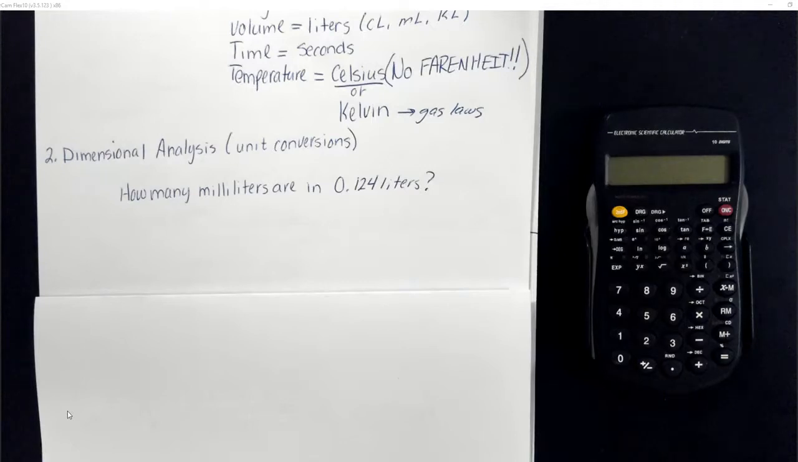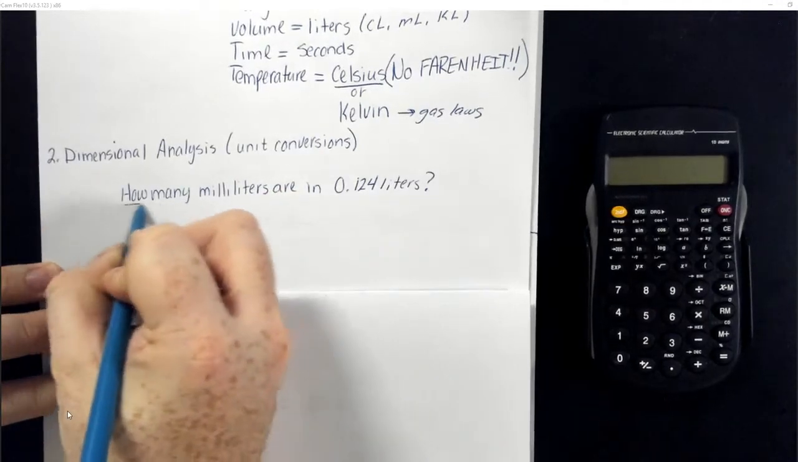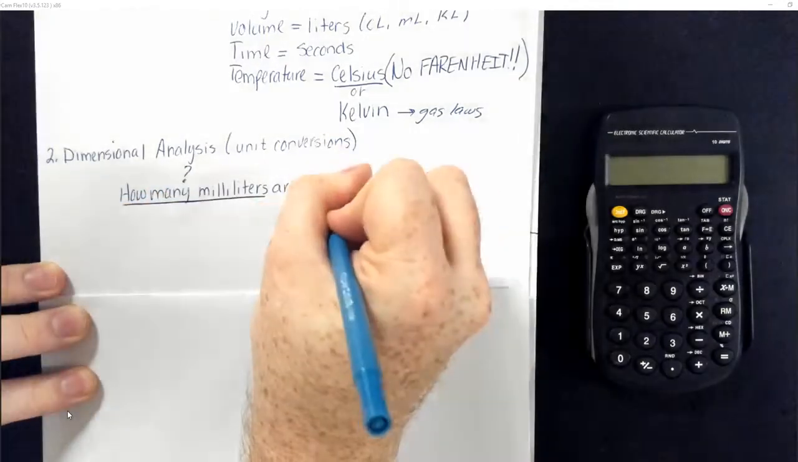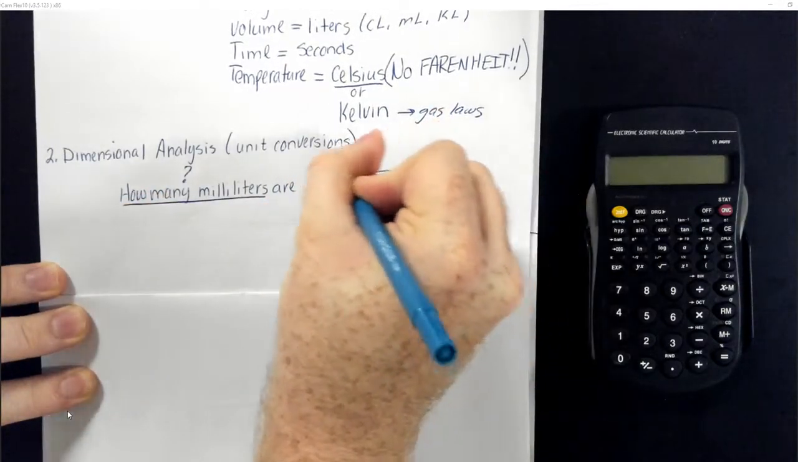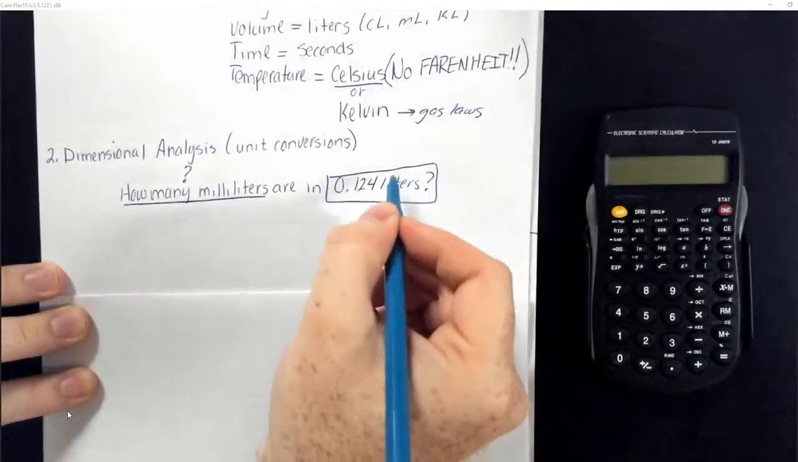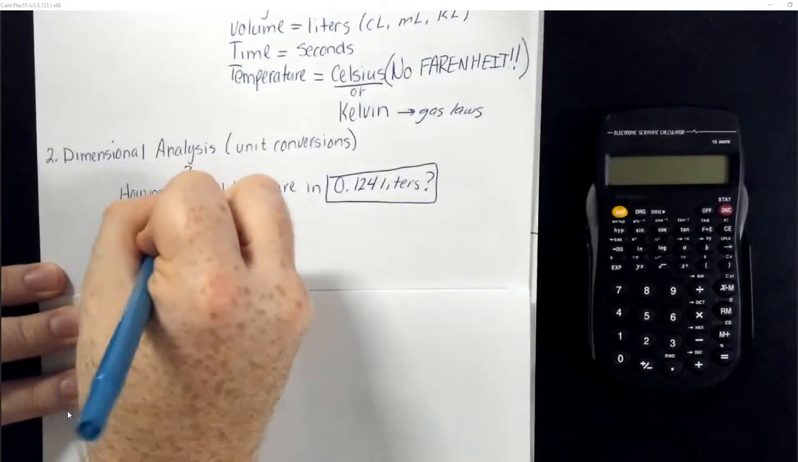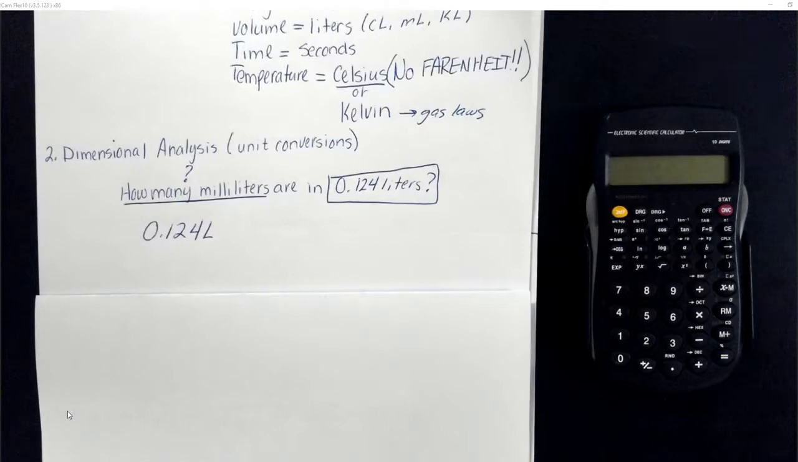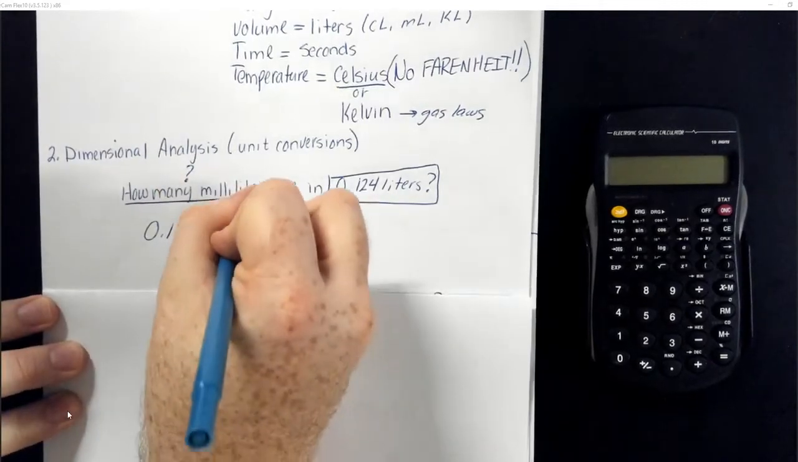How many milliliters are there in 0.24 liters? So we have to look at the question and see what it's asking us to find. It wants us to find milliliters. This is what we don't know. It gave us 0.124, I should say. So we have 0.124 liters. I'm going to abbreviate liters with a capital L. It's totally okay to do that. In fact, I would recommend it. It'll make your life much easier and the work much more neater.